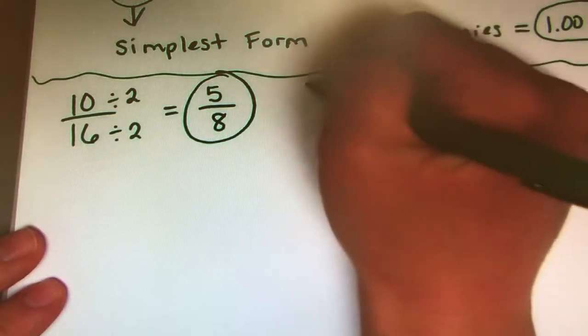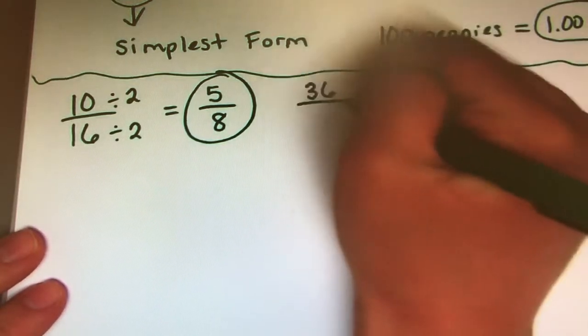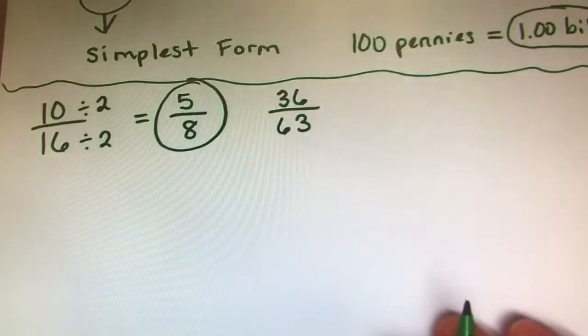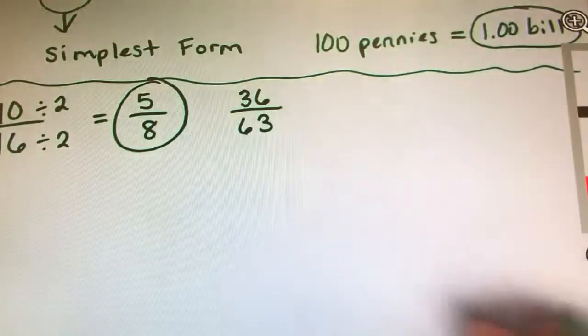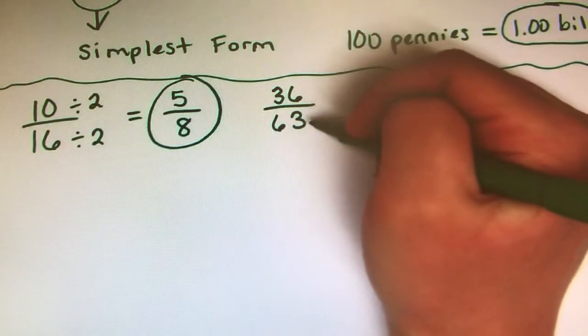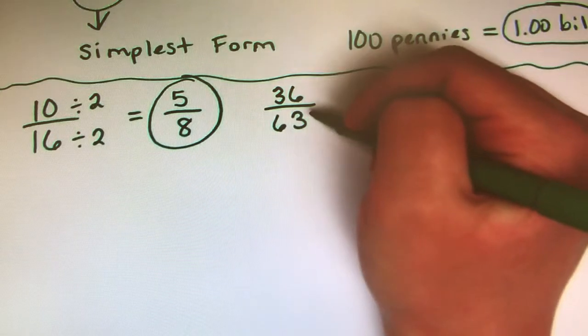What about one like this, 36/63? Like I said, the first thing I always check is if they can be divided by 2. In this case, 36 is even, but 63 is not, so I know they can't be divided by 2. And this again is where you can use your divisibility rules.